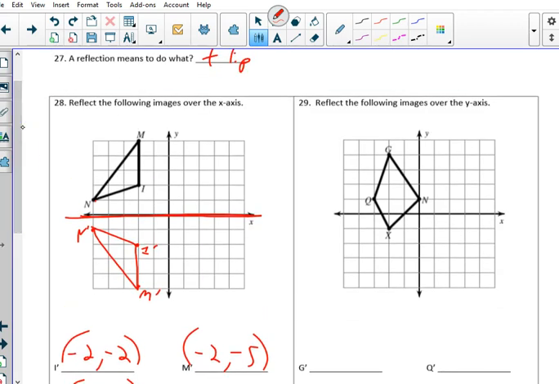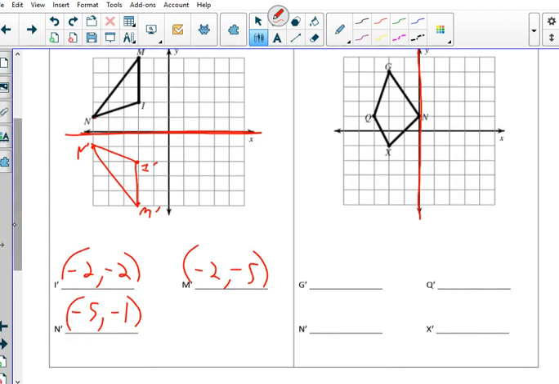Reflect over the y-axis. That's right here. N prime is not going to change because it's on the axis. So N prime remains 0, 1. But then G is 2 left, so I'm going to go 2 right. There's G prime. Q is 1, 2, 3, 1, 2, 3. There's Q prime. And X is 2 over. So there you go.